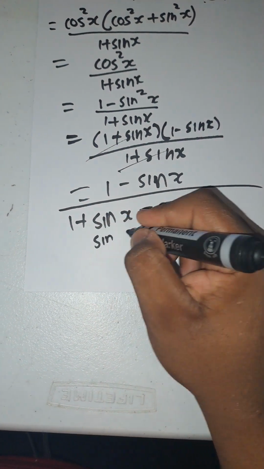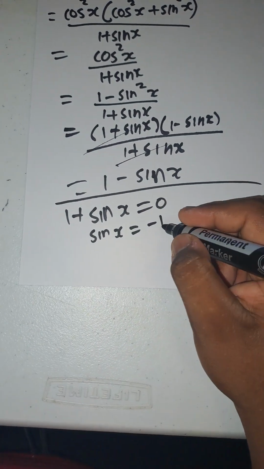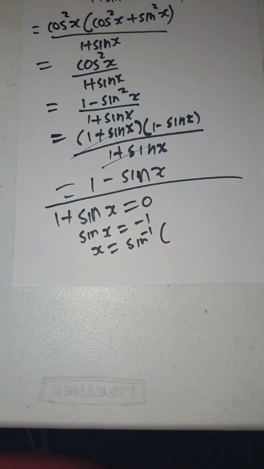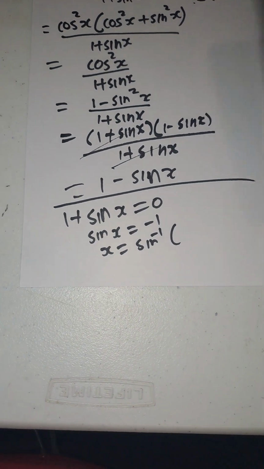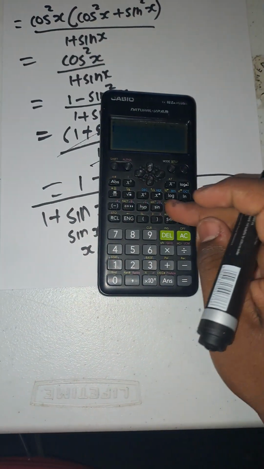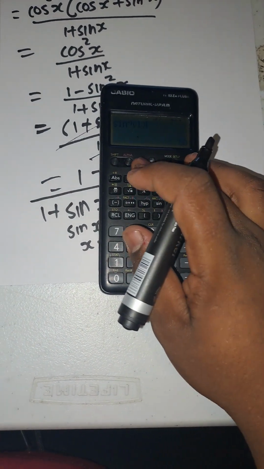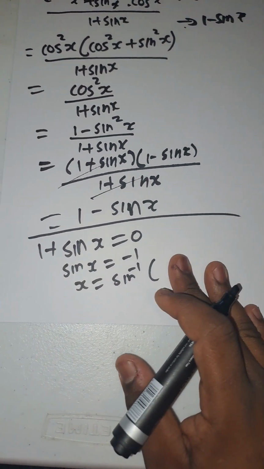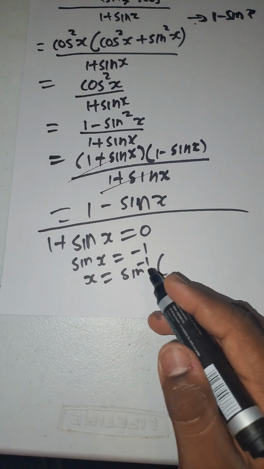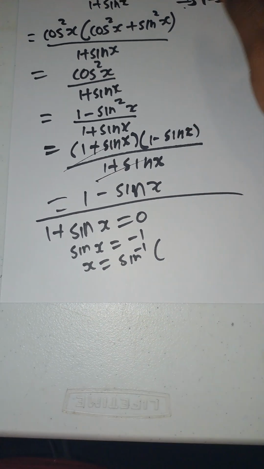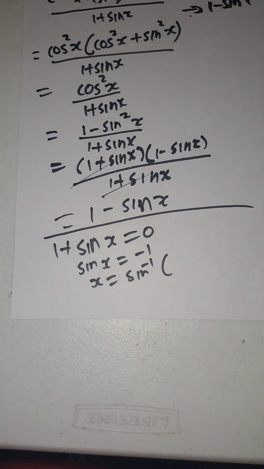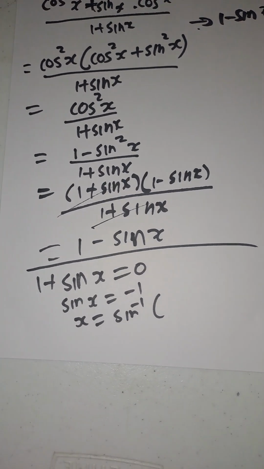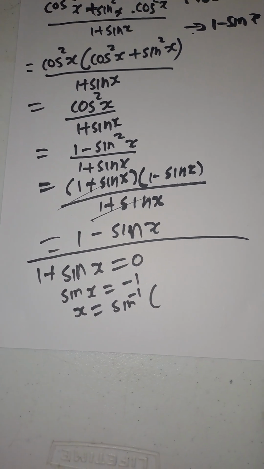Then we'll say sine x is equal to -1. So x is equal to arc sine, take a calculator so that you can find the value of x there. Let's go again. So now we have 1 plus sine x equal to 0, and they said that we must find the values of x in the interval of 0 to 360 where this one is undefined. Okay, so that's how you do.